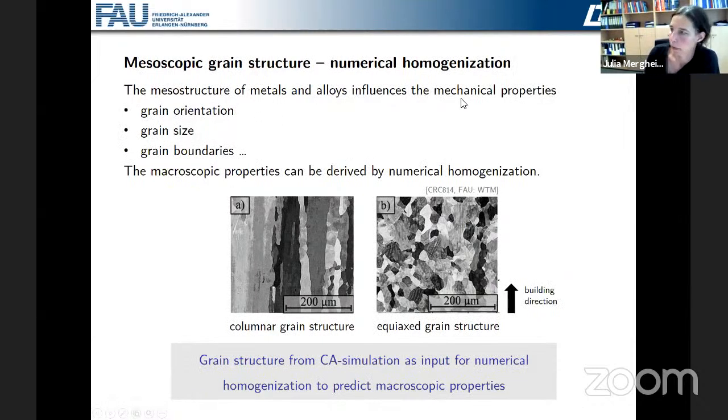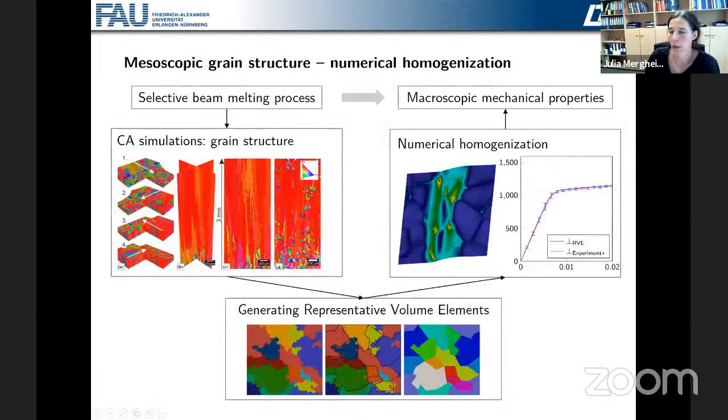So now the question is how this grain structure that we can simulate and also see, which comes out of the process, influences the mechanical properties of the material. And that depends on the grain orientation, so on the texture, on the grain size, also on the grain boundaries. And we can compute the macroscopic properties by means of numerical homogenization. And therefore we use the grain structure, which is computed from the CA simulations, as an input for the construction of the representative volume elements, which are needed for the numerical homogenization procedure.